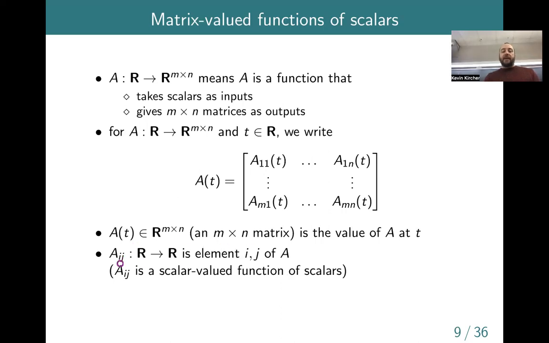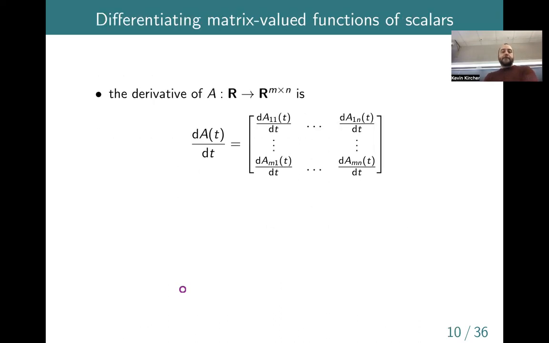And then a_ij, this thing in here, is a function, and it's the kind of function that we deal with in basically first-year calculus. So this is a scalar valued function that takes scalars as inputs. Okay, so we want to talk about how to take derivatives of these things, and it's quite easy. It's very natural. It's what you would think, basically.